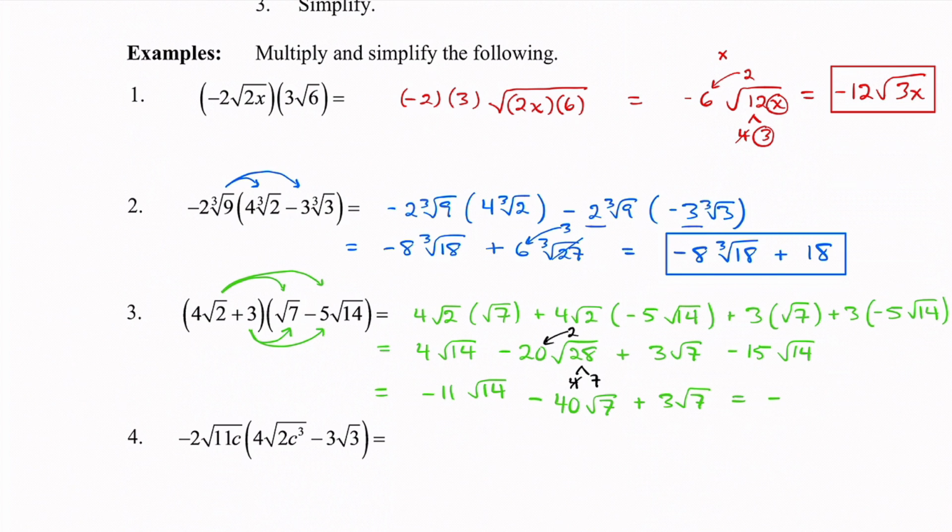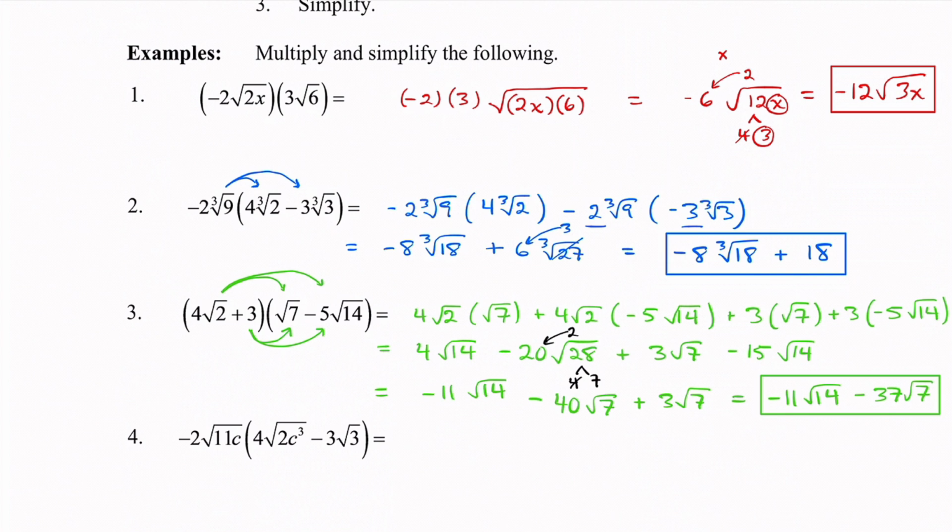So I'm just going to rewrite the first term we had there, the root 14 one. And then putting these two together, just add the coefficients. So negative 40 plus 3, that is equal to negative 37. And then don't forget the root 7.